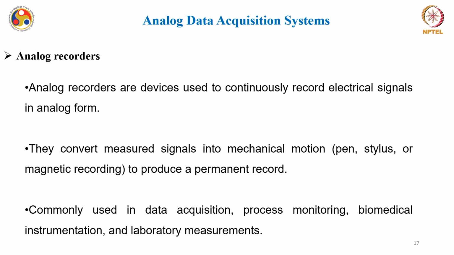The older generation analog data acquisition systems were also equipped with analog recorders. Analog recorders are devices used to continuously record electrical signals in analog form. They convert the measured signal into mechanical motion of, say, a pen, a stylus, or a magnetic recording, to produce a permanent record of the output signal. They are commonly used in process monitoring and biomedical instrumentation like ECG signals, and some laboratory measurements also use this kind of analog recorder.